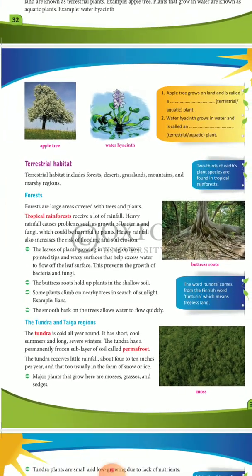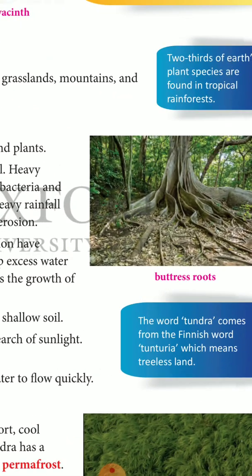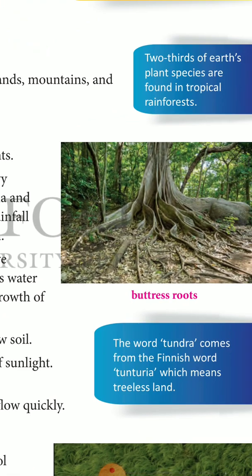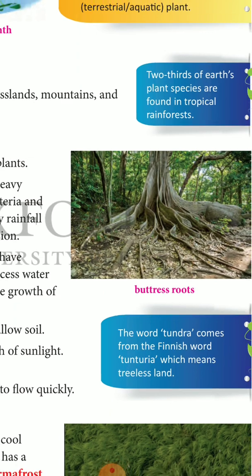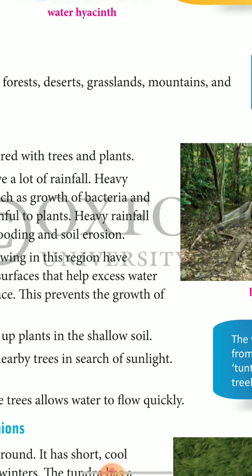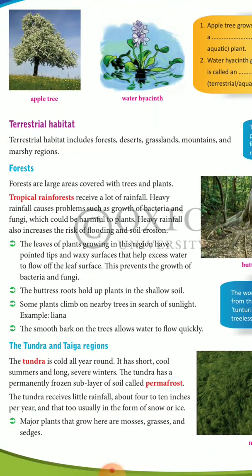Then the buttress roots, coming to the roots, you can see in the picture. Now these are the buttress roots. Now these help the plant to hold its strength firmly in the ground, as the roots are not very deep. So to give support to the whole plant, it develops different roots, that's called a buttress root. Clear?